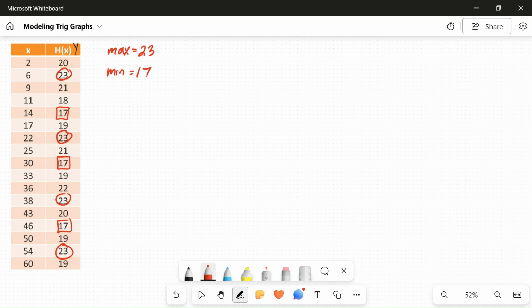So that means if we just wanted to see kind of a quick sketch of this graph, it starts sort of when x is 2. It starts at 20, and it goes up to 23, and it goes down to 17. So it's going to do something kind of like this. Okay, so we know the top of the graph and the bottom of the graph.